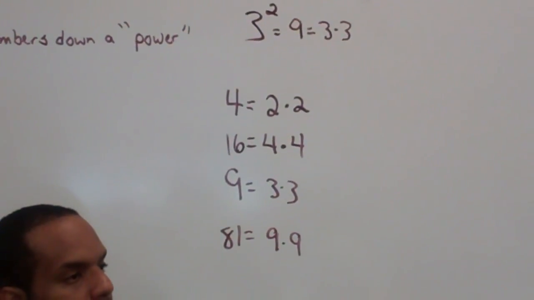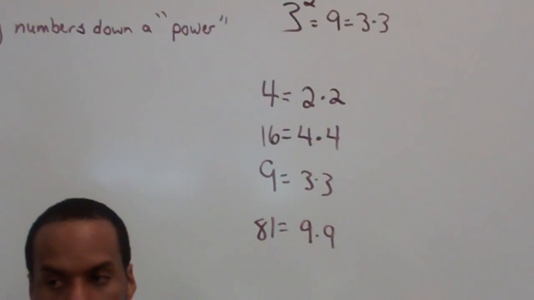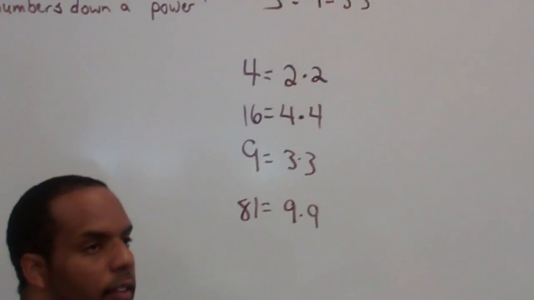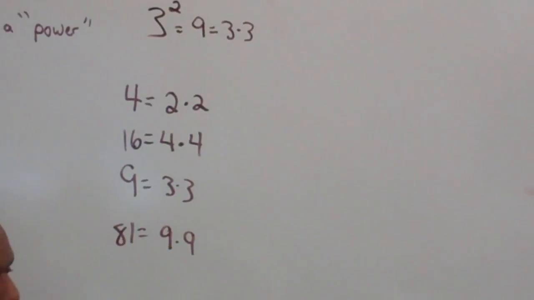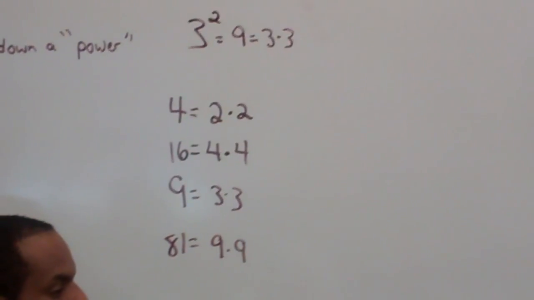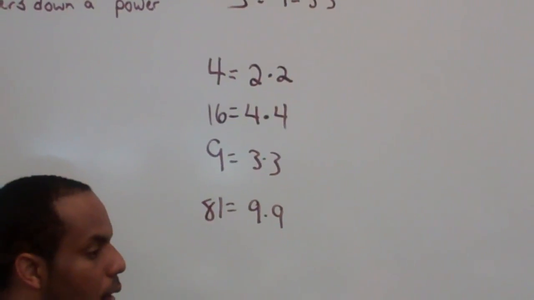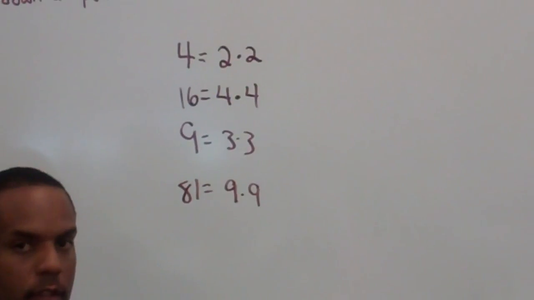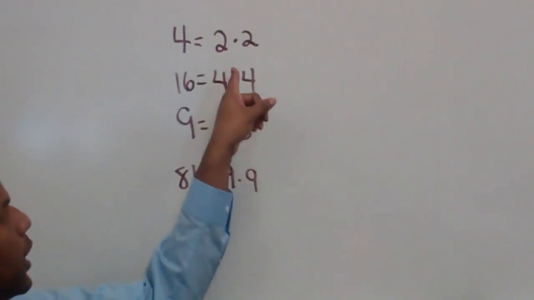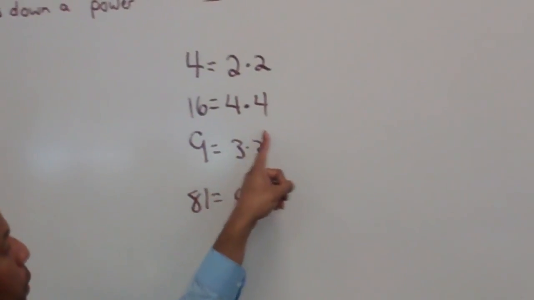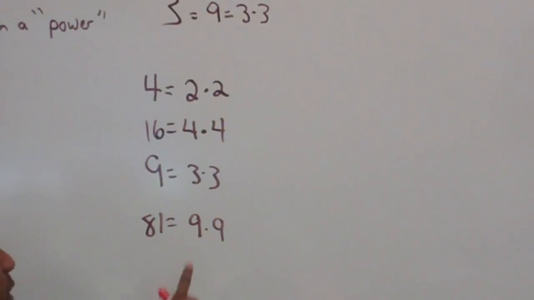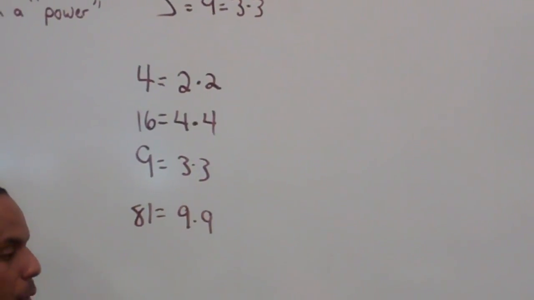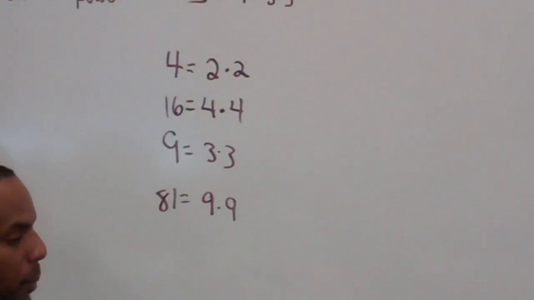Could I say that 62 is one? No. Could I say that 8 is one? No, because 4 times 2 is 8. Look at all of these: 2 times 2, 4 times 4, 3 times 3, 9 times 9. We're multiplying by the same number. So when you said 2 times 4, are 2 and 4 the same number? So 8 would not be a perfect square.